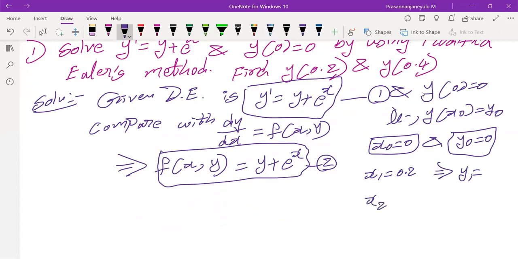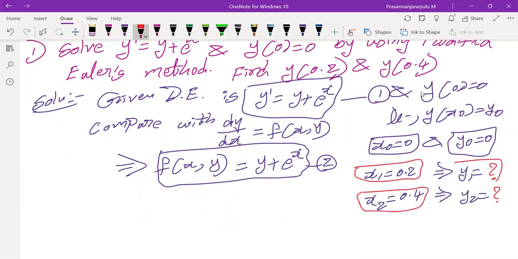In the same manner, take x2 as 0.4. That implies we need to find y2. Y2 is equal to how much? That means y of 0.4 we need to find. So with this, what we can conclude: x1 we got, x2 we got, and we need to find y1 and y2 values. But here, if we observe the values of x, all the x values are equally spaced. Clearly, h, that is the step size, is equal to 0.2.